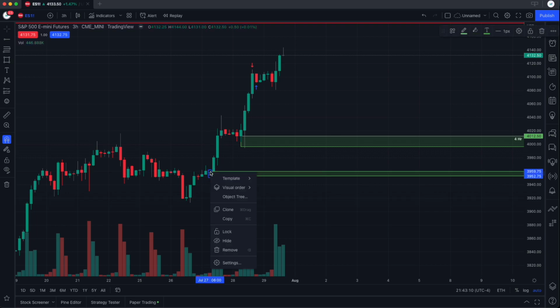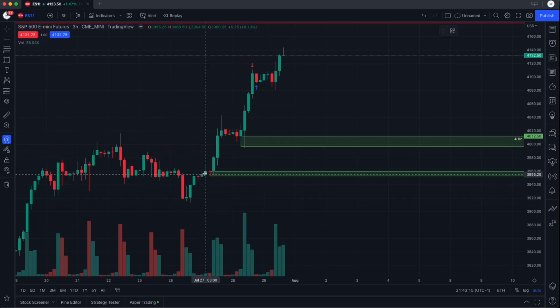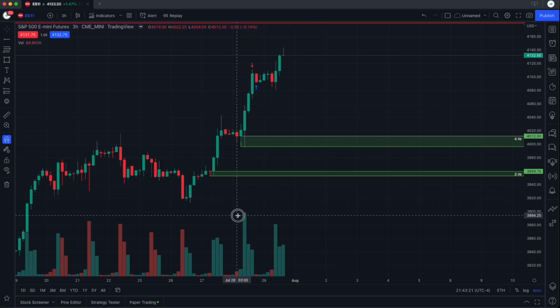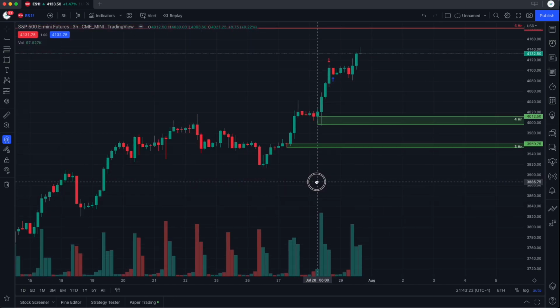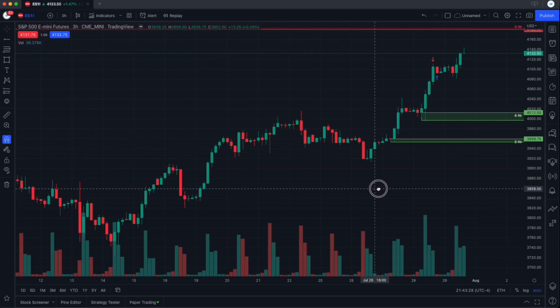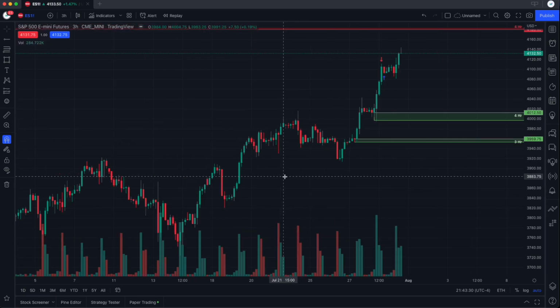Adding in my horizontal ray. Did I do it? No. This is now 3-hour demand. And let's keep looking through the chart if there is anything else that I see that stands out. Okay, nothing there.